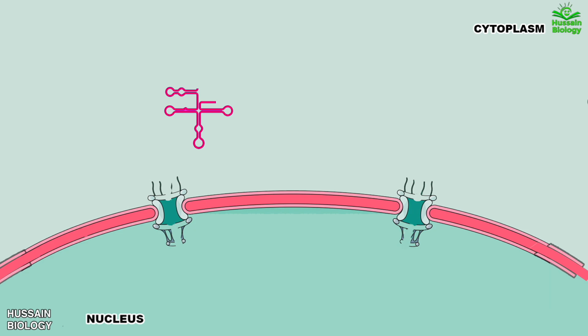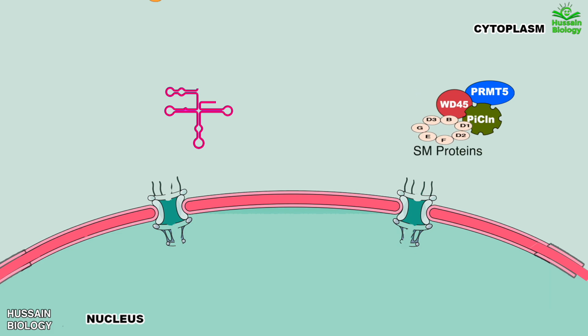To initiate this process, first of all, PRMT5 protein comes in and combines with WD45 and pICln proteins, which form the PRMT5 complex. Then to this complex, SM proteins bind as shown in the diagram. And finally, we have the addition of SMN complex to the PRMT5 complex. It must be noted here, SMN complex is a combination of SMN protein with gemins 2 to 8.